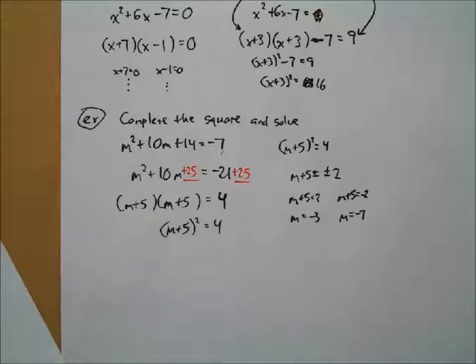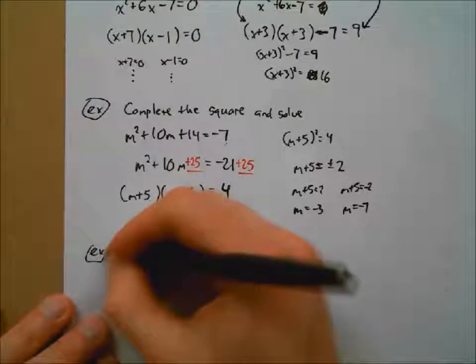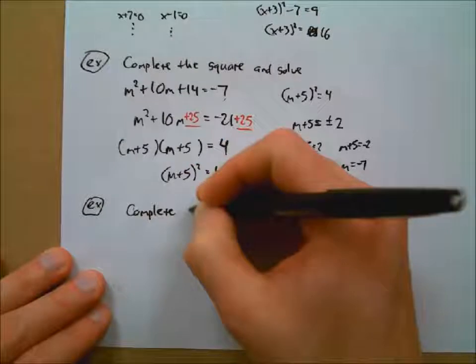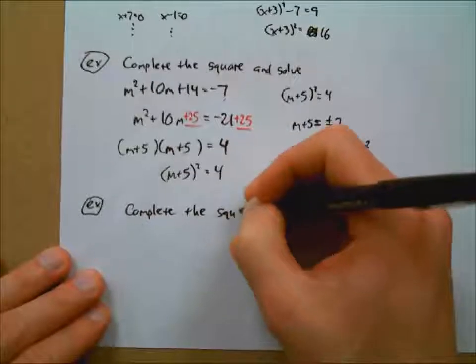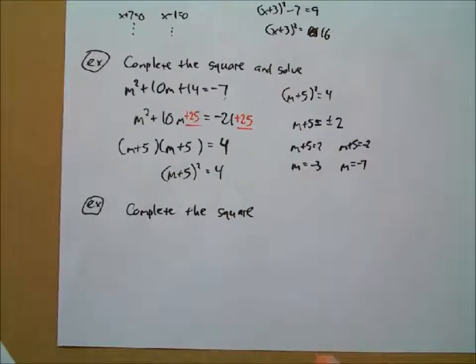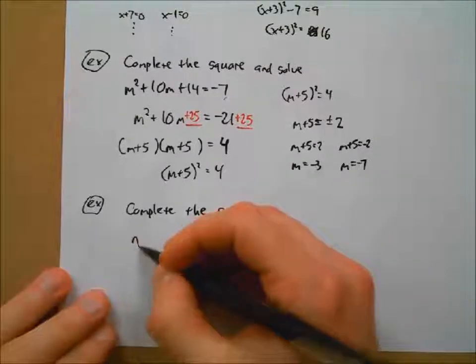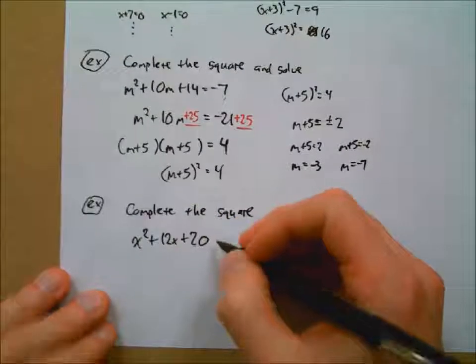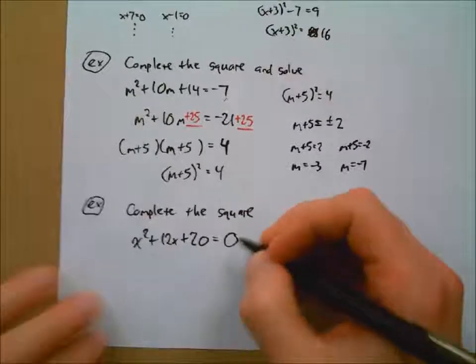All right, let me do one more here, and then I'll give you guys one to try on your own. Okay. So for this one, we'll just complete the square. We won't worry about solving, just to save ourselves some time here. All right, so x squared plus 12x plus 20, we'll say, equals 0.